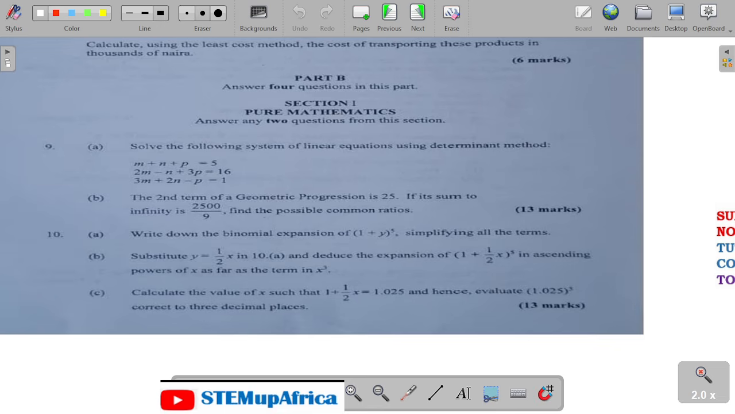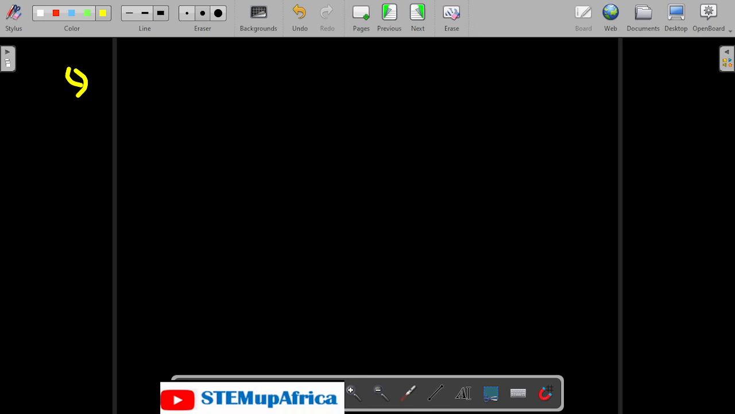It says, solve the following system of linear equations using the determinant method. The determinant method is also called Cramer's rule. To do so, I will get the coefficients of m, n, and p from equation 1, equation 2, and equation 3. I'll call that data. So let's go, number 9a.